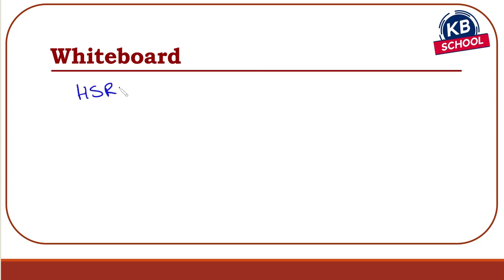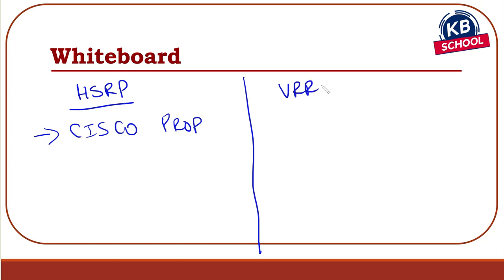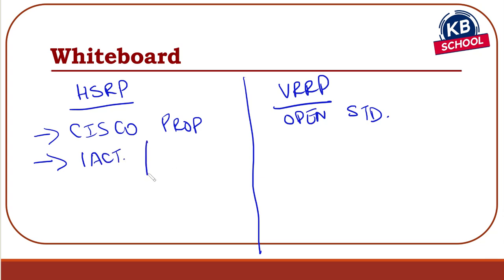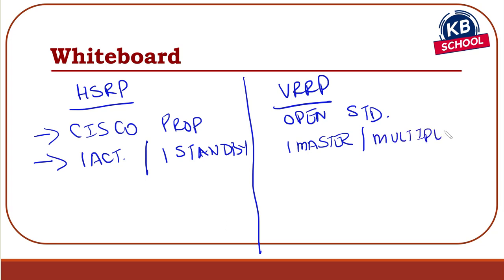HSRP, Cisco proprietary. VRRP, open standard. HSRP, one active, one standby, and you can have multiple what? Listen routers. Here, one master, which is your active router, the forwarding router, and multiple what? Backups.